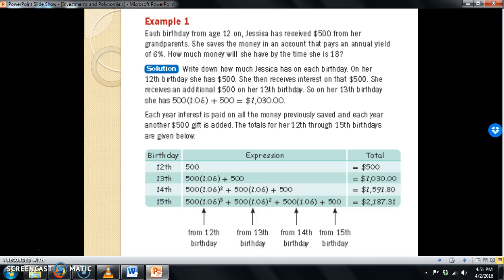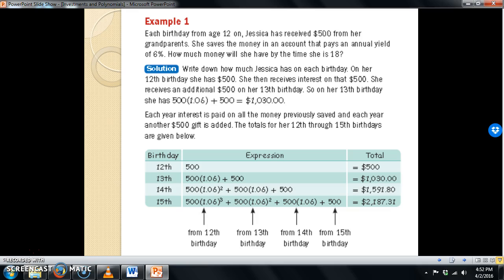Each birthday from age 12 on, Jessica received $500 from her grandparents. She saves the money and it pays a percentage of 6%. How much will she have by the time she's 18? So what the table does is represents how much is earned every single year. So for the 12th birthday, of course, she has $500. It hasn't been invested yet.